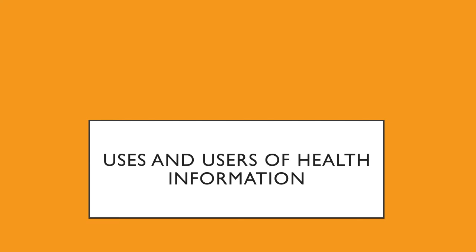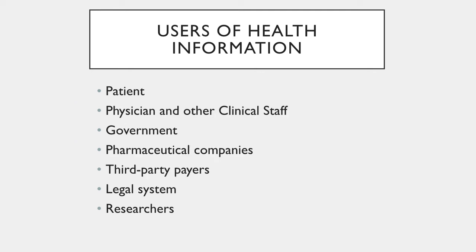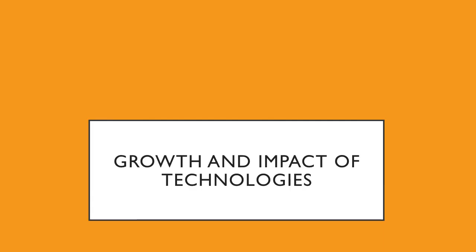So these are going to be the individuals and the reasons why it needs to be available. The uses for healthcare information include medical decision-making, resource utilization, legal compliance, certainly continuity of care, as well as reimbursement and research. The individuals who use this data include all of these people: the patient, of course, the physician and other clinical staff, the government, yes, pharmaceutical companies, third-party payers, the legal system, like in the case of a malpractice suit, okay, and researchers.